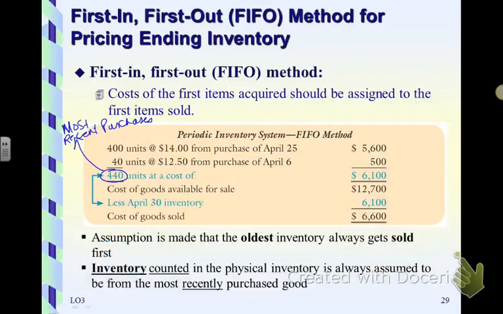Then we have the first in, first out method. Again, we have our same numbers here. 440 units were sold. I'm going to stop, because I'm going to rush it and I don't want to do that. Okay.